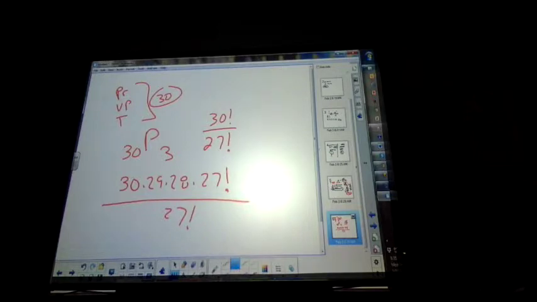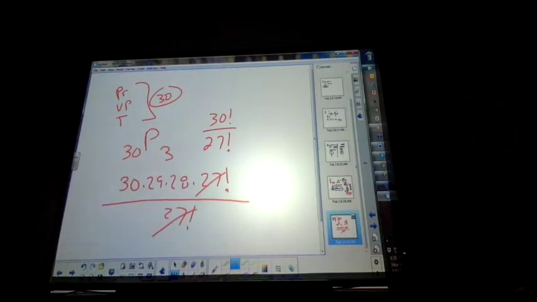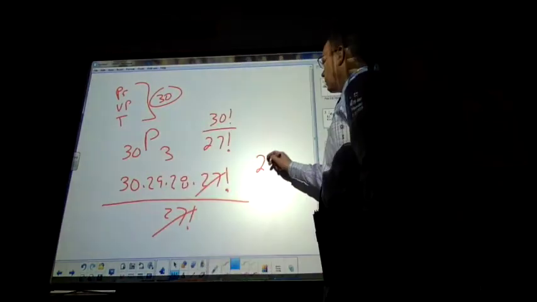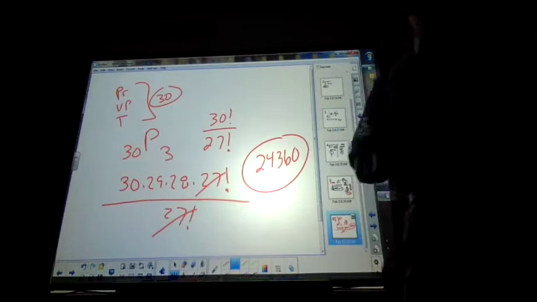30, 29, 28, because the 27 factorial does what? Yeah, this would reduce with this. Okay, and that your calculator can handle really easily. My calculator would have to do the... You got 30P3? Yeah. Okay. What'd you get? 24,360. Okay.